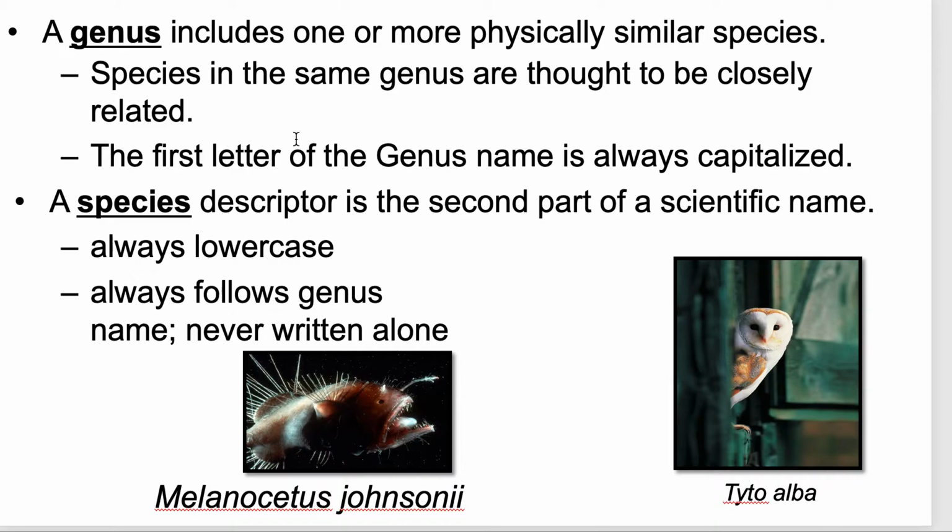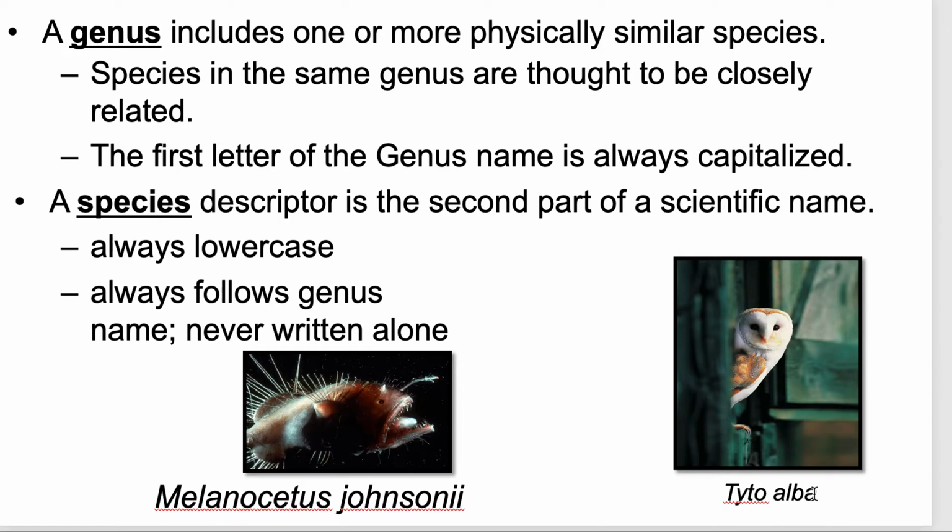So a genus can be listed on its own. You could say the Smith family or the Taylor family, but you can't just say the Tom or the Ryan. It's got to have the full name. All right, here are some examples of how these are written out. This barn owl is Tyto alba.